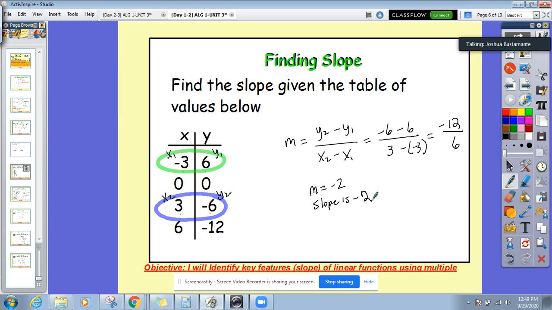So out of all these points on that line, it doesn't matter which ones I choose because the slope of that line is still always negative. It's always going to be negative 2. Okay? So we're measuring that slope of the line and we get negative 2.